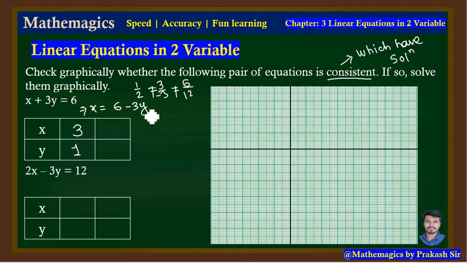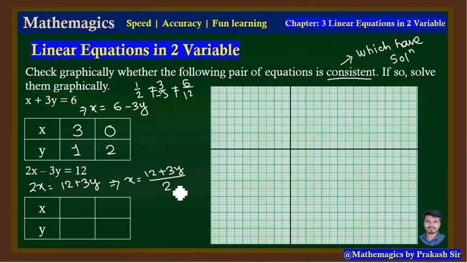Let us take y is equal to 2. So 3 twos are 6, and 6 minus 6 becomes 0. So x is equal to 0. The first points we have already received. Now we are going to get two coordinates of the second equation also. So here 2x is equal to 12 plus 3y, which implies that x is equal to (12 plus 3y) whole divided by 2.